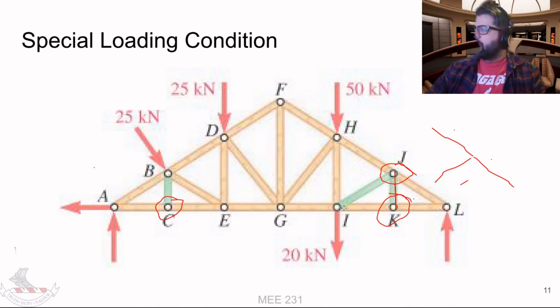And then suddenly IJ here, well, that looks like a 0 force member too, because the other 2 components that are holding a load are parallel to one another, so it doesn't have anything to do to keep that joint in equilibrium. So that simplifies our analysis somewhat, and we can save ourselves a bit of time when we're trying to solve this problem.